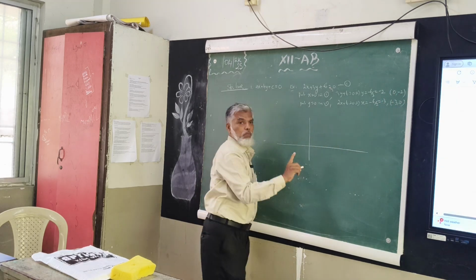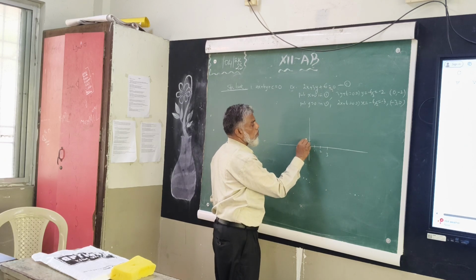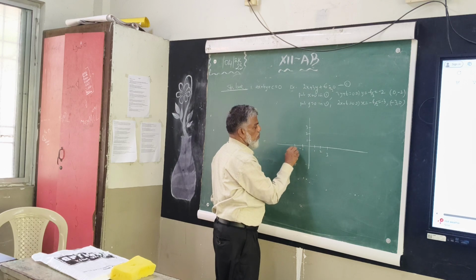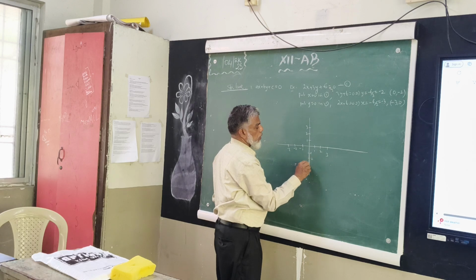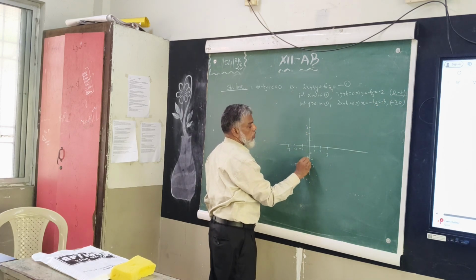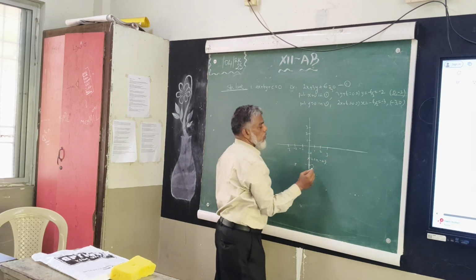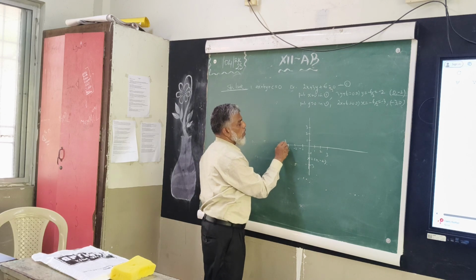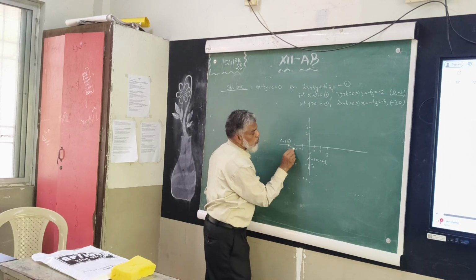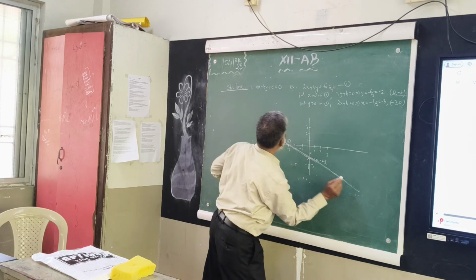0, minus 2, minus 3, 0. So 1, 2, 3. Minus 1, minus 2, minus 3. What is the point? 0, minus 2. 0, minus 2 is this. Correct? Second point, minus 3, 0 is this. If you join these two, it is a straight line.